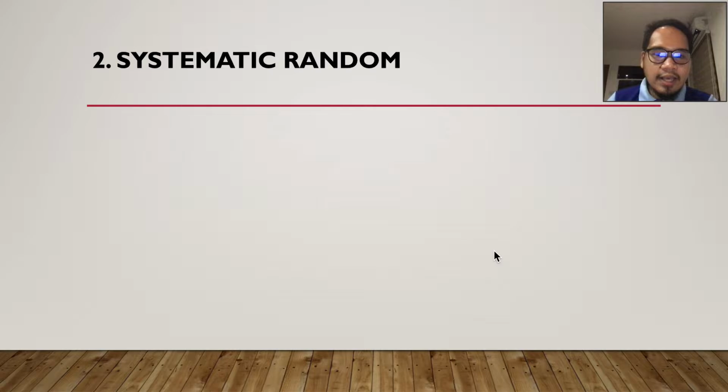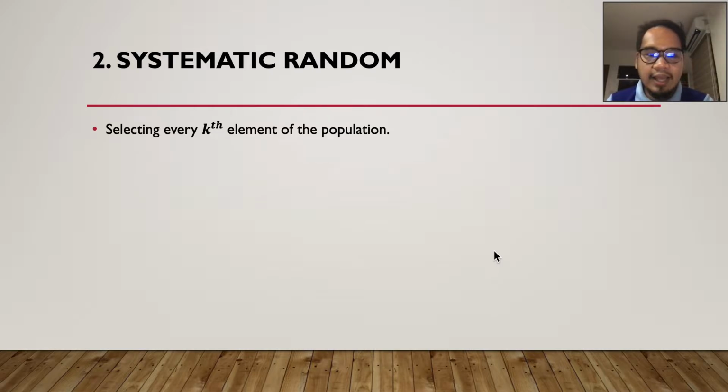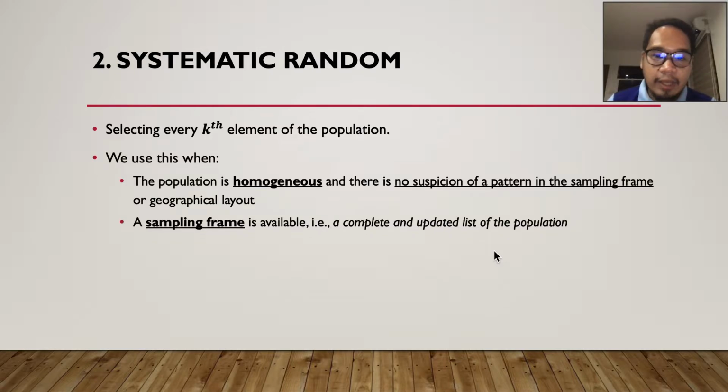So that's SRS. Let's go now to systematic random. So systematic random is, there's a system, and that system is, you select every kth element of the population. So it's still a must for you to have a sampling frame, because from that sampling frame you have the list, and then you'll be skip counting. Basically, systematic random sampling is skip counting.